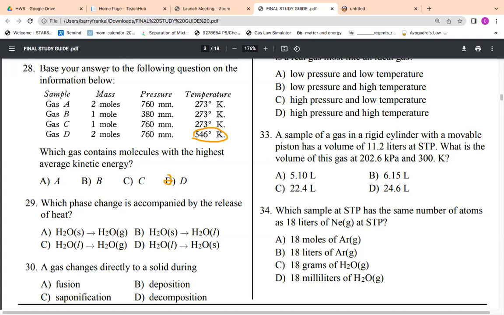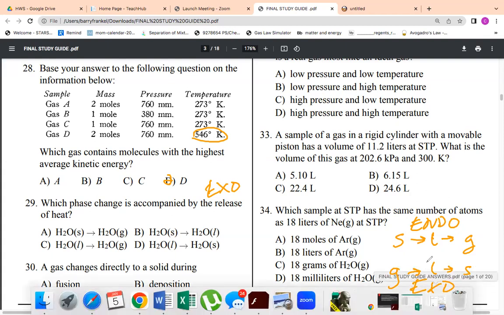All right, number 29. Which phase change is accompanied by the release of heat? Release of heat means exothermic. So we did a problem like this before. So we're looking for the exothermic phase change, okay? Just a hint. I wish I had a little bit more room over here. But if you go from solid to liquid to gas, all of these things require heat to be absorbed. So going in this direction, everything is endothermic. If you go the opposite direction, if you go from gas to liquid to solid or any of these changes, these are all of the exothermic changes.